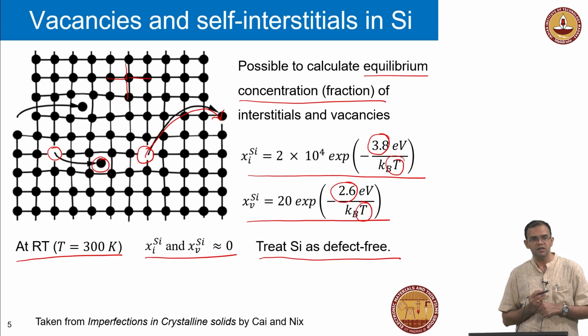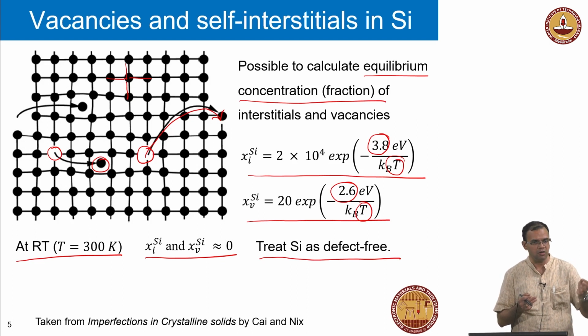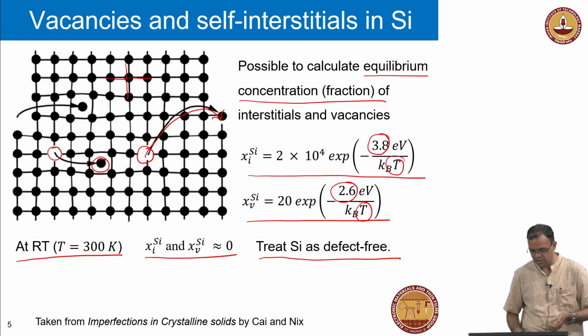That is why, especially in the semiconductor industry, when people use silicon wafers, they have single crystal silicon wafers and they are treated as either pure, so intrinsic wafers, or if they are doped, as doped extrinsic wafers, but people don't worry about vacancies or interstitials in them. You have to do other things to silicon to actually create these defects.